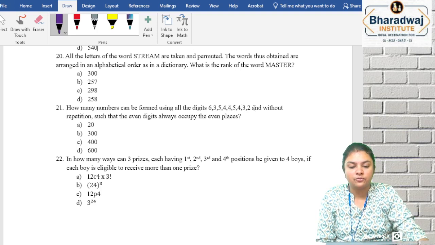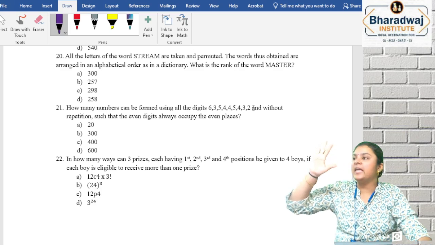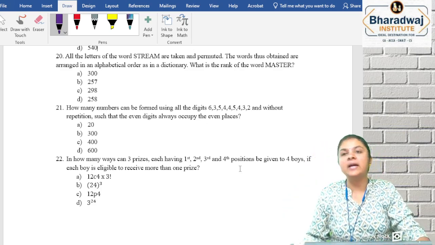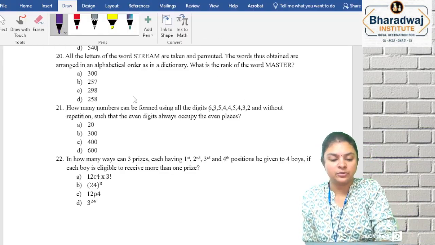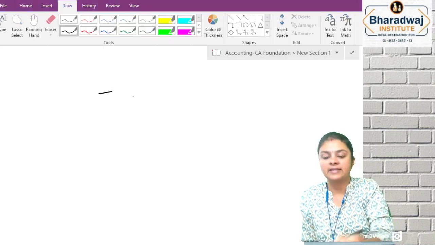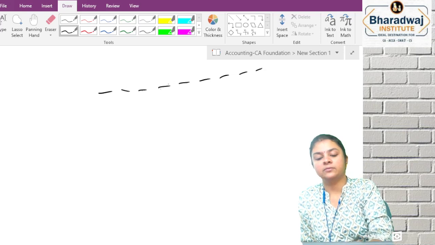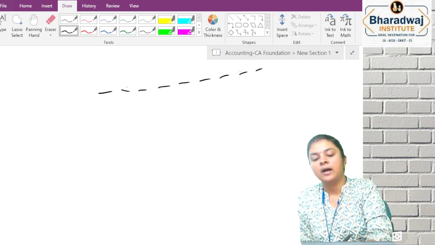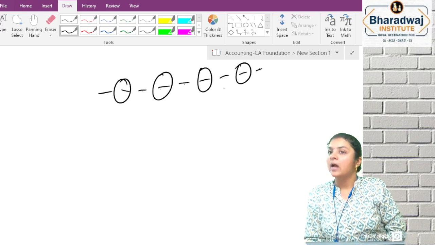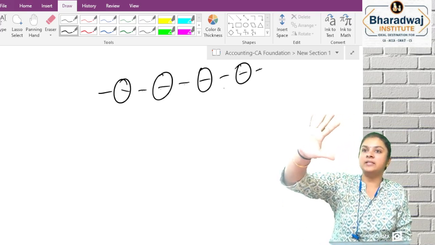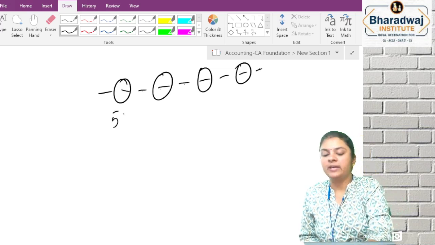6, 4, 2. There are 2, 4, 6, 8, so 5 even numbers which have to occupy the even places. Let's check. How many places are there? 1, 2, 3, 4, 5, 6, 7, 8, 9 places are there. Now, only 4 places are even. However, I have 5 even numbers in the question. So 5 even numbers, 4 places: 5P4.